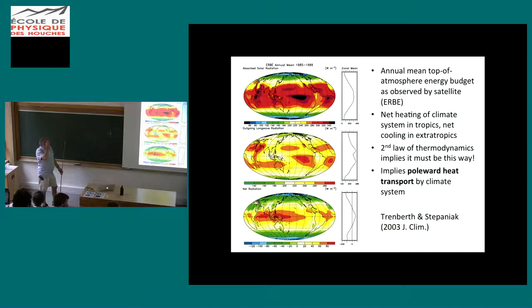I don't know whether Hank will talk about this, but from a thermodynamic point of view, it has to be this way. By the second law of thermodynamics, you must heat the system where it's warm and you must cool it where it's cold, because you have to be decreasing entropy. So the atmosphere is a classic heat engine, being heated where it's warm and cooled where it's cold. Interestingly, if you go up in the atmosphere into the stratosphere and mesosphere, it's a refrigerator, whereas it's a mechanically forced system, but that's another story, which I won't go into. So this, of course, implies poleward heat transport by the climate system.